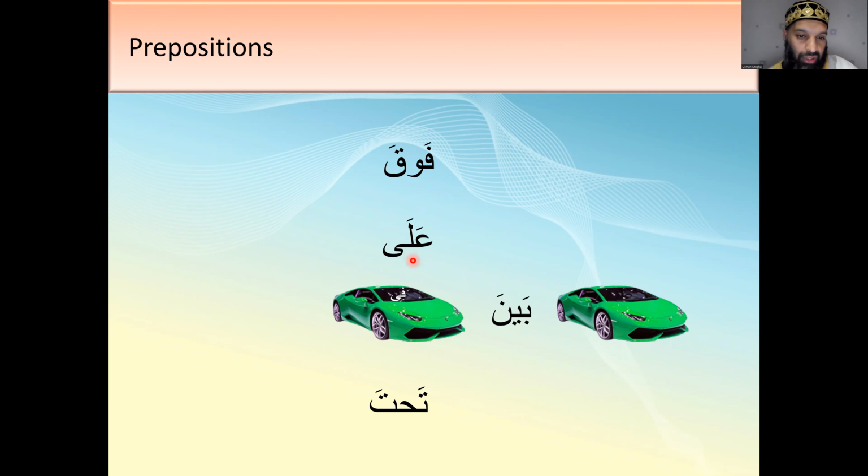Ala is on, and fawqa is above. So this is just showing you that fi means inside. It just means in. Tahta means under. It's under the car. Ala means on. It's on the car. Fawqa is above. And baina is between. It's between the cars. It's just some sort of way for you to maybe learn the meaning of these words. That's all it's for.